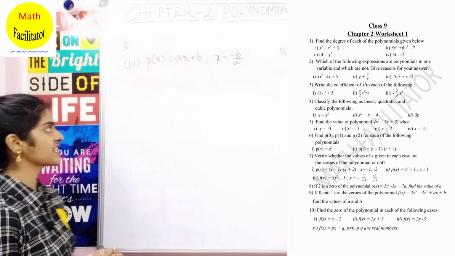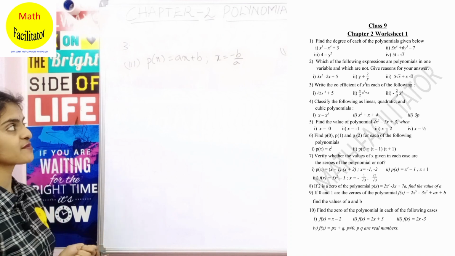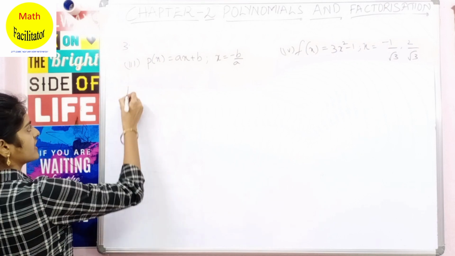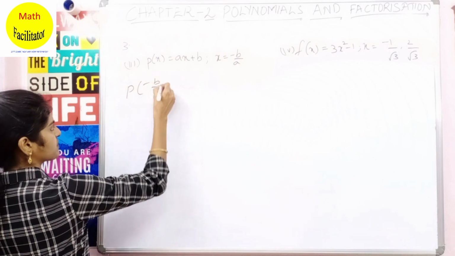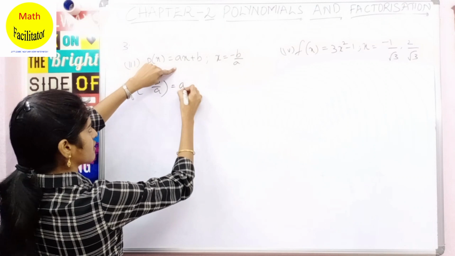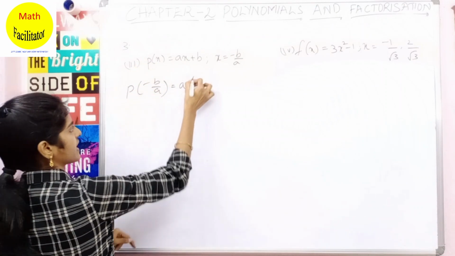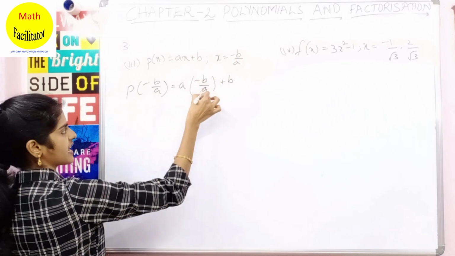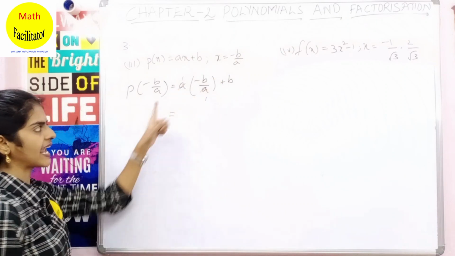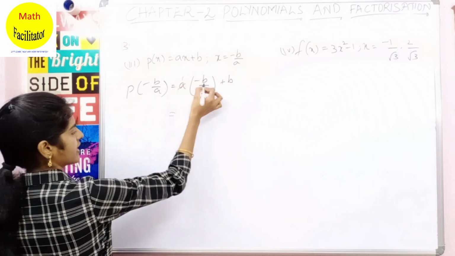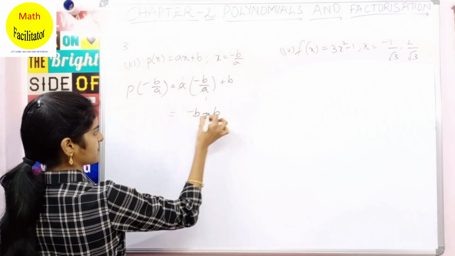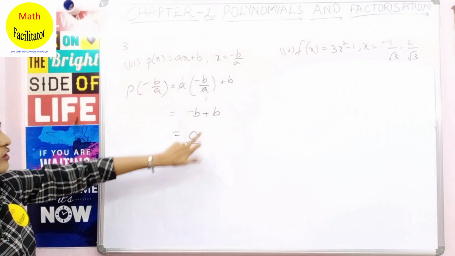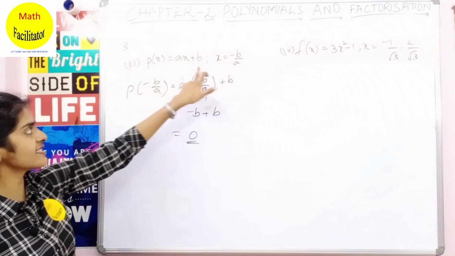Moving on to the next bit of this question, p of x is ax plus b and the given value of x is minus b by a. So now let us find p of minus b by a. In the place of x you will substitute minus b by a. So a times minus b by a plus b. Here a and a get cancelled. So it is 1 into minus b, which is minus b plus b. So the answer is 0. Since you got p of minus b by a as 0, minus b by a is the zero of this polynomial.